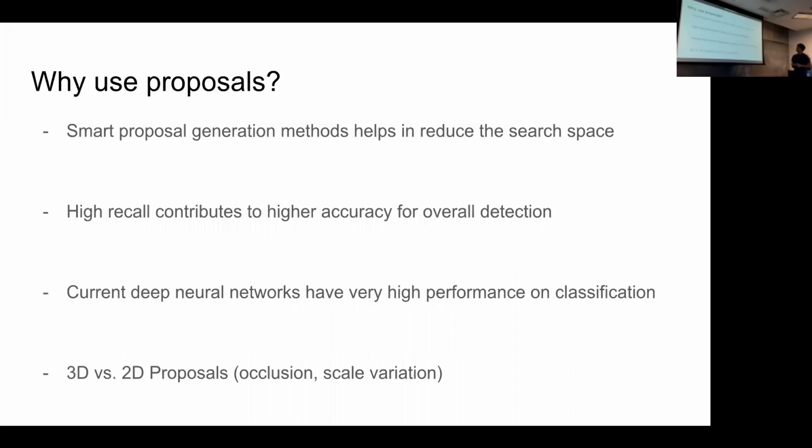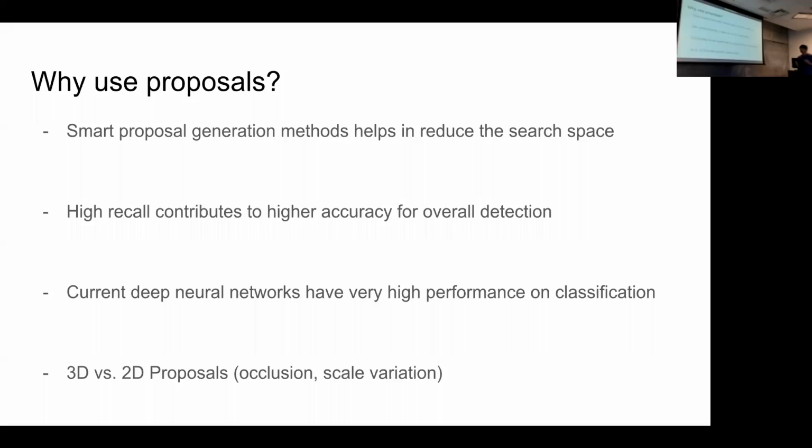First of all, the question I want to ask is why do we use proposals for general object detection? Having good, smart proposal generation helps us reduce the search space to find and localize the objects we need. A nice attribute of these proposal generation methods is very high recall, which also contributes to higher overall detection accuracy.